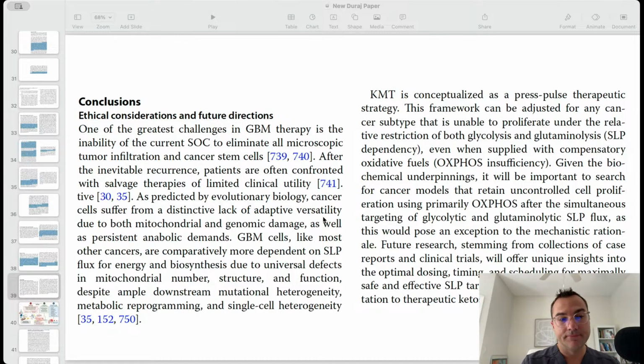They're still looking. Future research stemming from the collection of case reports and clinical trials will offer unique insights into the optimal dosing, timing, and scheduling, and maximally safe and effective SLP targeting. So that's pretty much the paper as we have laid it out so far.